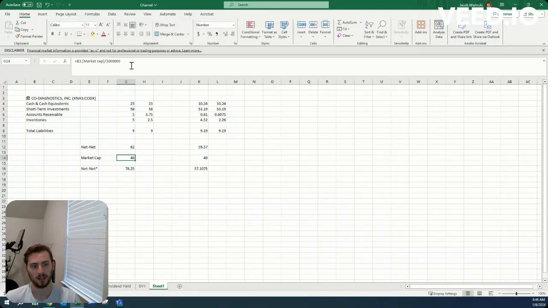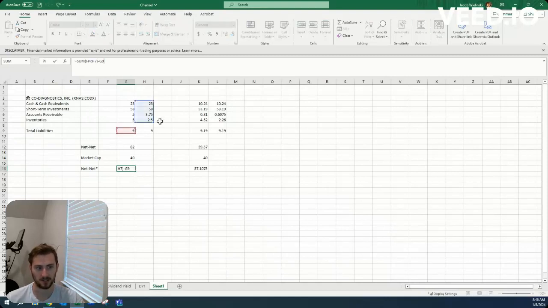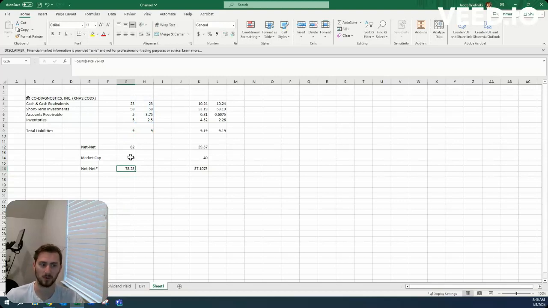Yes, it is. And then the even more stringent net-net is taking 75% of accounts receivable, 50% of inventories, and still subtracting out total liabilities. Then you get to 78 million, which is still well above the 40 million market cap. So you could consider that a net-net.